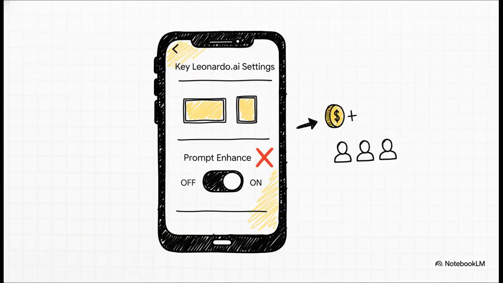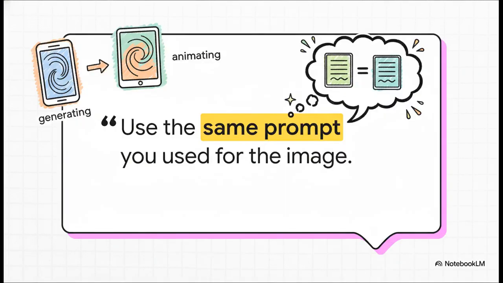Now, when you're inside Leonardo.ai, there are a couple of super important settings you got to pay attention to. First, make sure you pick the right aspect ratio for whatever video you're making. And crucially, you have to make sure the feature called Prompt Enhance is turned off. Oh, and here's a little pro tip for you. If you run out of free credits, just log in with a different Gmail account and you'll get a fresh batch.